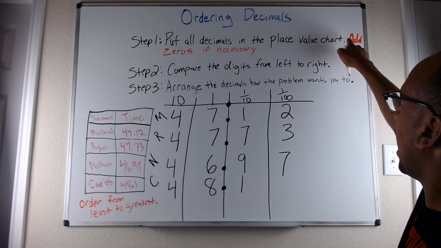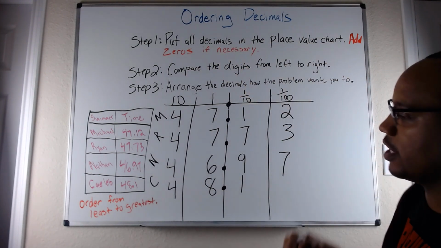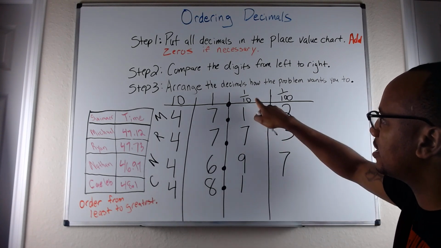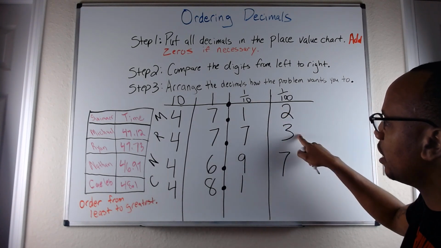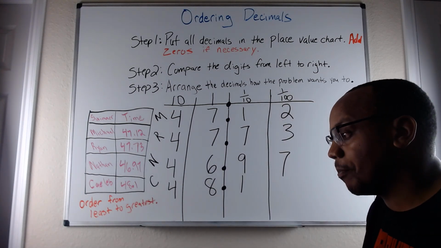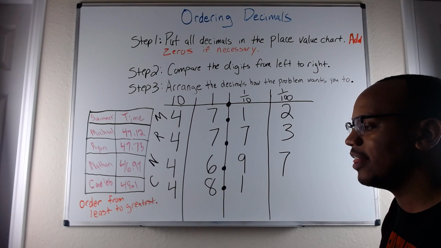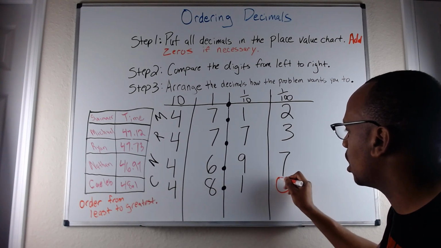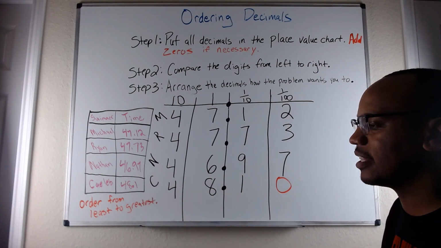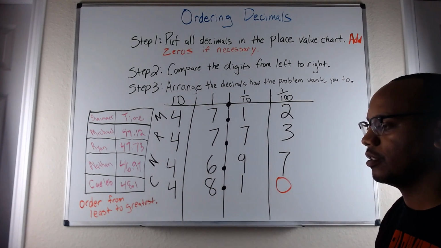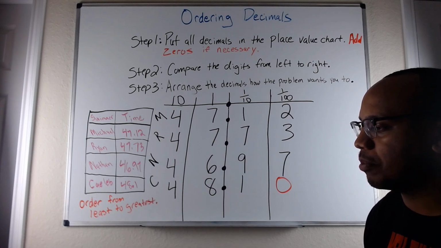Now, add zeros if necessary. You see that Caleb's number ends in tenths and everyone else's swim time ends in hundredths. So I'm going to put a placeholder 0 in the hundredths place to let you know that 48 and 1/10 is the same thing as 48 and 10 hundredths. All right, so step 1 is complete.